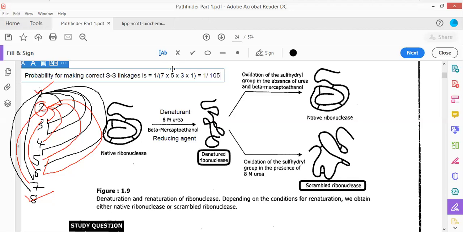This is a classical result that Christian Anfinsen obtained from his experiment. His experiment clearly revealed that a protein which has been denatured can also be renatured. A protein which has been denatured can be renatured in a correct orientation only when the denaturant as well as the reducing agent are removed. But if you have altered the entire conformation of the protein, then the protein will never be renatured.